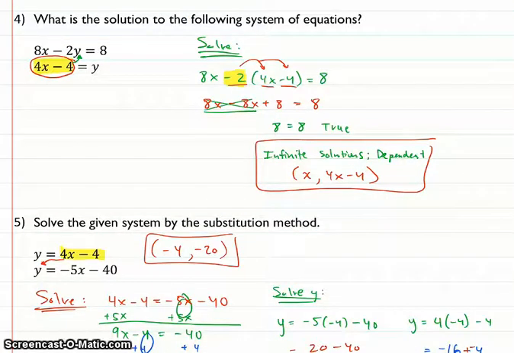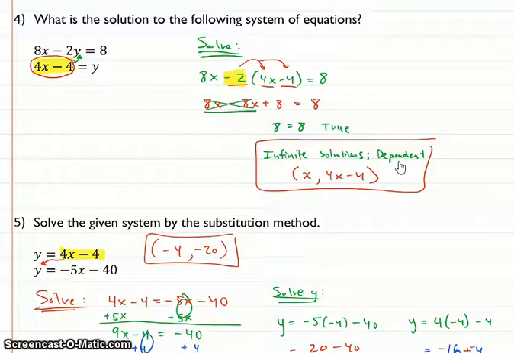Sometimes when you're working these problems out, you're going to substitute, and then you're going to start manipulating it and combining like terms, and you're going to get a true equation like 8 equals 8. So it's a true equation. Anytime you run into something like that, what that means is that there are infinite solutions, which means this is a dependent system.